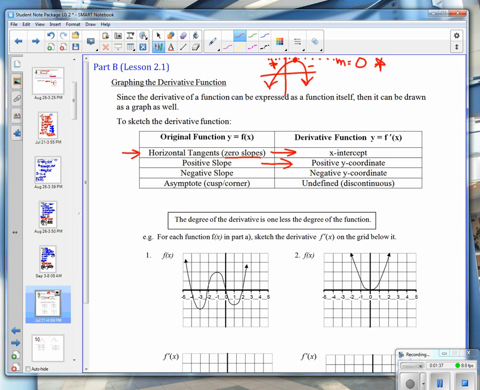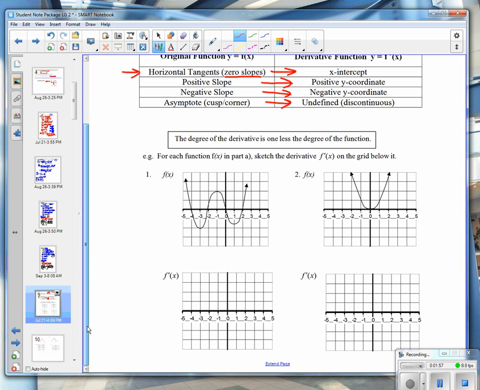And again, don't worry, it's going to make sense once we take a look at some diagrams here. Negative slope, obviously the opposite, would be a negative y coordinate. And then asymptotes, cusps and corners we're going to get into in just a little bit, and that's actually going to give us an undefined or discontinuous spot in my derivative graph. So let's take a look here. There's one cool thing, and this is going to make a lot of sense as we continue through our derivatives, because I'm going to show you a way quicker way to find the derivative than that first principles formula. The degree of the derivative is 1 less than the degree of the function. And this you're going to see very visually in just a couple of minutes.